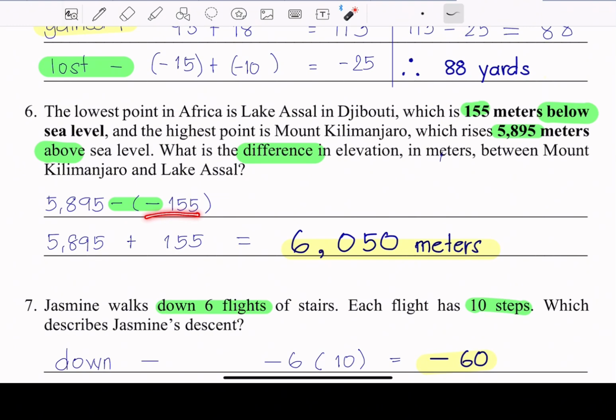negative 155. And notice negative and negative is just positive. Negative times negative is positive. That is why we have to plus them. Or negative changes to additive inverse, positive plus negative becomes plus. KCC, keep change and change. So we have plus 155. So all we have to do is to add them. And that gives us 6,050 meters.